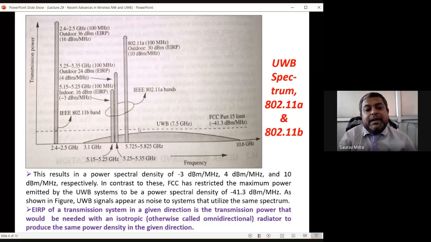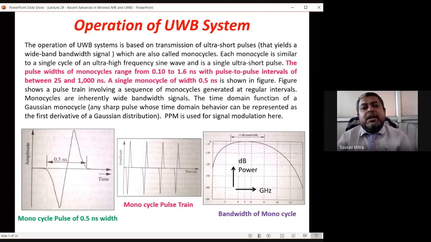Okay, this is also narrow band, but ultra wideband is quite wide. Ultra wideband has 7.5 gigahertz, whereas all the others have very narrow bands. So these are the specifications of UWB and narrowband. Now let us find out what the operation of a UWB system is.